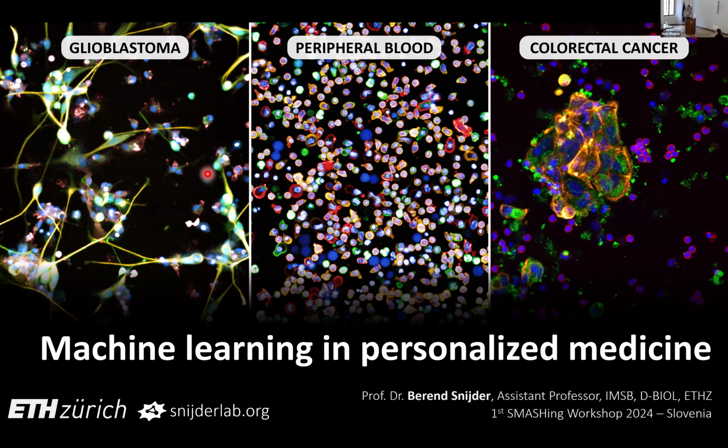It's a pleasure to present you a bit on our work on machine learning in personalized medicine. I'm not giving an overview of the whole field. I'll just focus on exactly how we use these technologies to try to improve patient treatment and patient outcomes. And we do so, and I'll show you more details, by generating these kinds of images of patient tissues in high throughput. I'm an assistant professor at the ETH Zurich, and my lab is the Snijder lab.